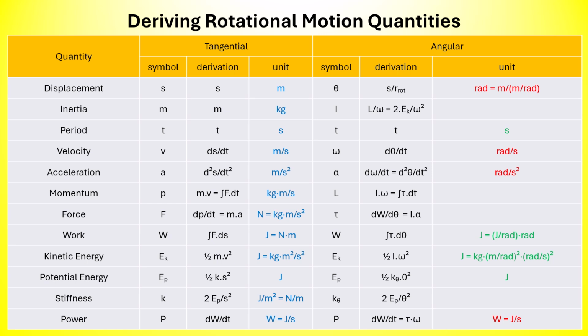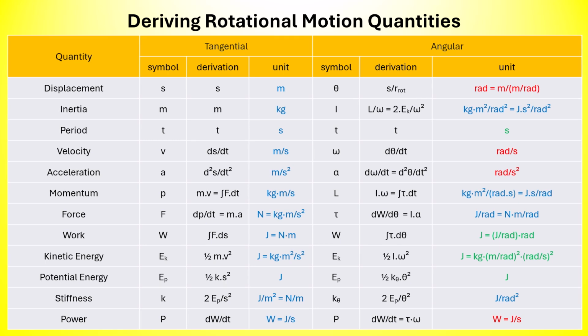Finally, we can derive the rest of the angular quantities. Let's start from the bottom, which is easier. Stiffness is twice of work divided by angular displacement squared. Its unit is joule per radian square. Angular force is first derivative of work with respect to angular displacement. Its unit is joule per radian. Angular momentum can be derived from integral of angular force with respect to period, with unit of joule second per radian. Angular inertia can be derived from kinetic energy equation.